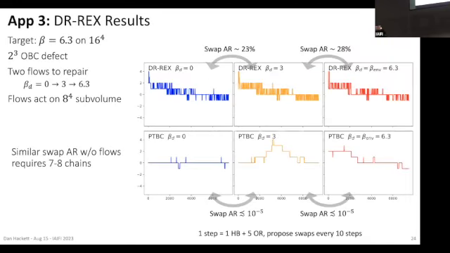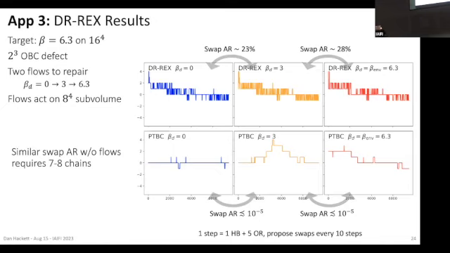So we went ahead and applied this to a challenging target on an even larger volume still, 16 to the fourth. We introduced a size 2 defect. We tried to repair it in 2 hops, and we were indeed able to do that. The flows acting on an 8 to the fourth subvolume managed to enable a swap rate of 20 to 30% between the 2 streams. Without the flows, I didn't see any swaps accepted. So this is a massive improvement in that sense.